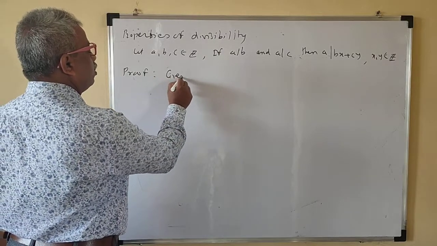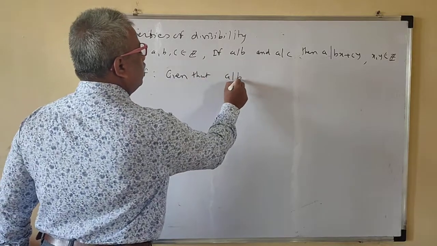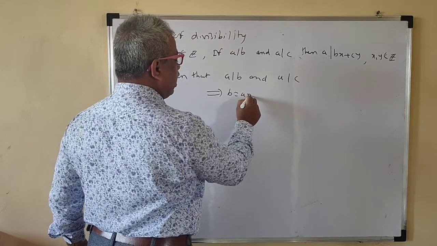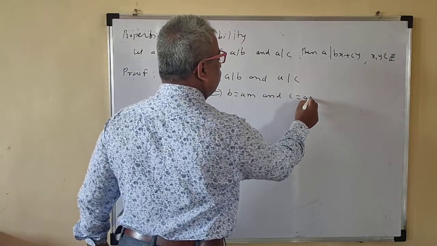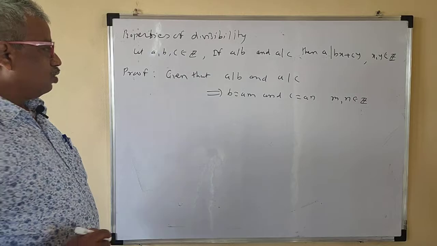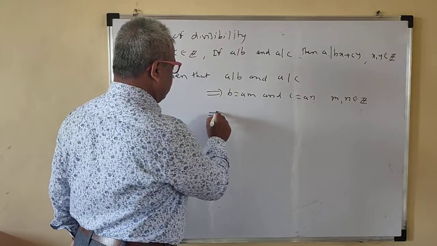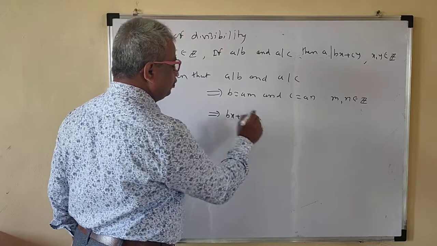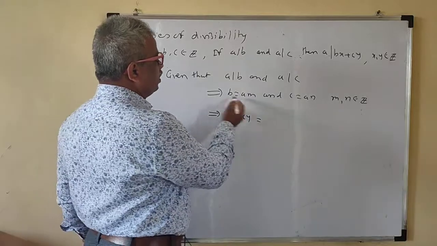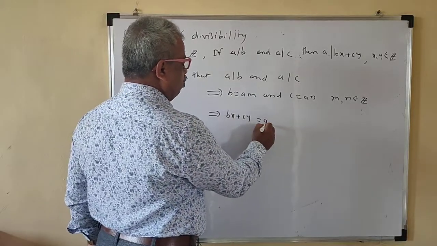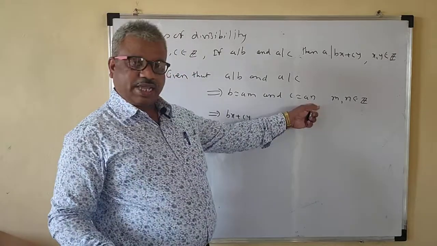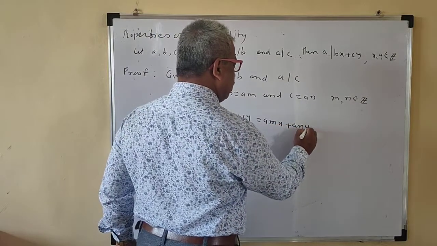So given that A divides B and A divides C. What does this imply? B is equal to AM and C is equal to AN, where m, n belong to Z. So this implies that, I will write this Bx plus Cy now. I directly write it because I have B, I have C. Bx plus Cy means we have to multiply by x here. So the value of B is AM, so AMx plus the value of C, C is AN, so ANy.